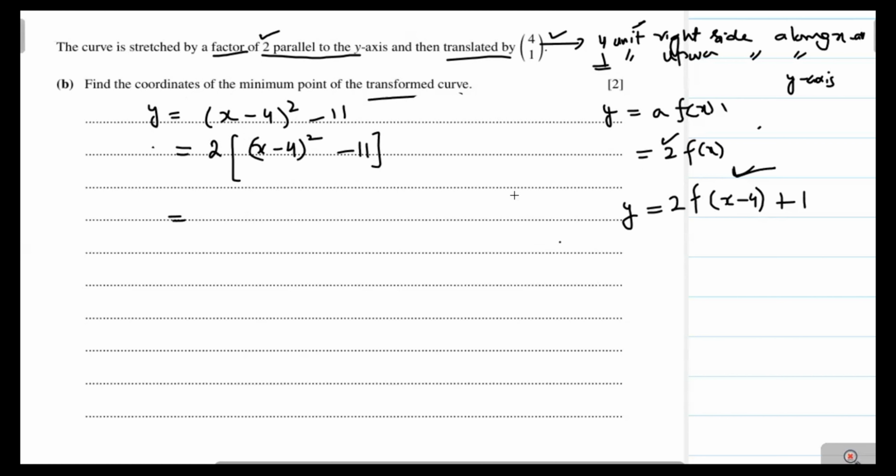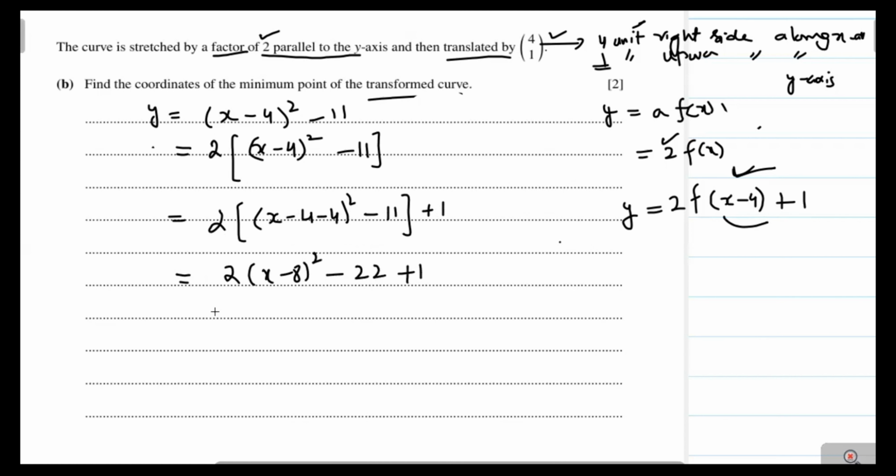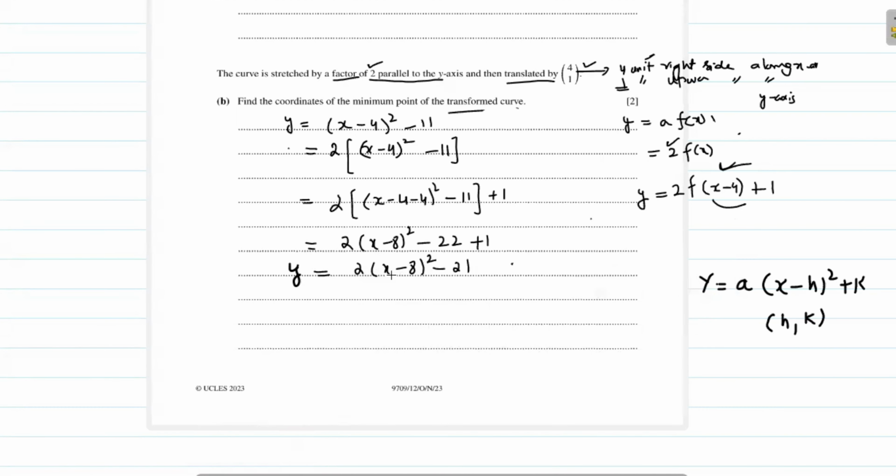And by using this, you see here, we subtract 4 inside the x value. We can write x minus 4 whole squared and minus 11 as it is, and plus 1, it is the translation along the y-axis, and this we add. Now we get 2 into x minus 8 whole squared minus 22 plus 1. Therefore, we can write 2 into x minus 8 whole squared minus 21. Now we get this equation, and this is the transformed curve.